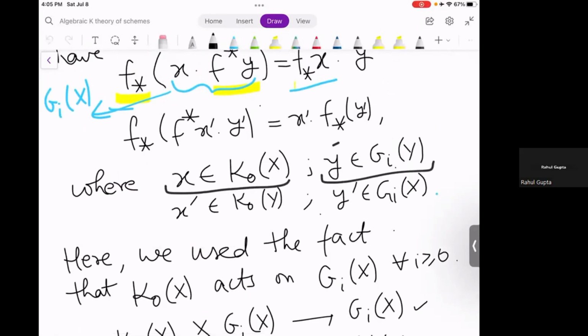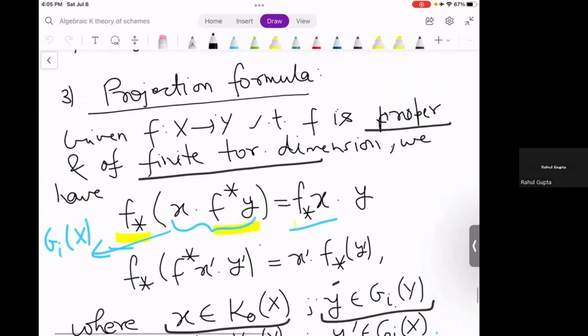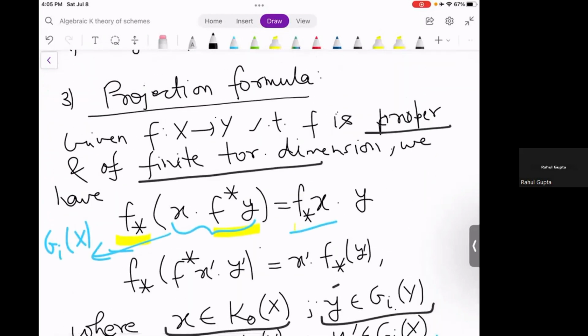Okay. Should I explain it more a bit? It got a bit tricky, I understand. Should I spend more time on this projection formula? No, I think it's okay. Is it okay, right? So the point here is that there is a K naught action on GIs that you should remember, and the projection formula looks like this. And then you have to prove it. That's up to you guys. That follows from classical algebraic geometry.